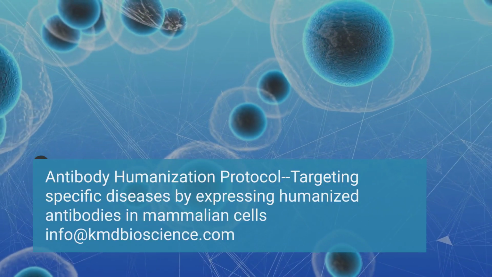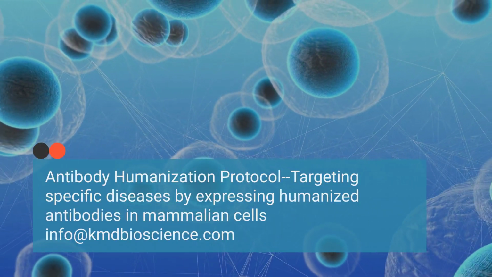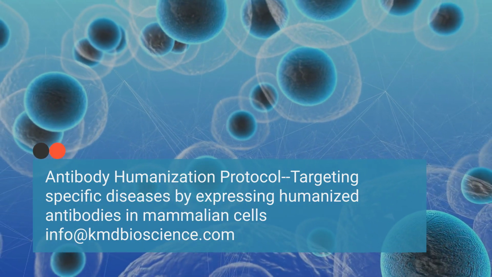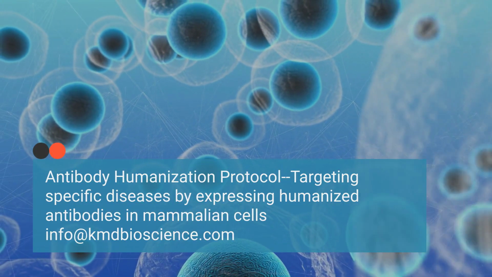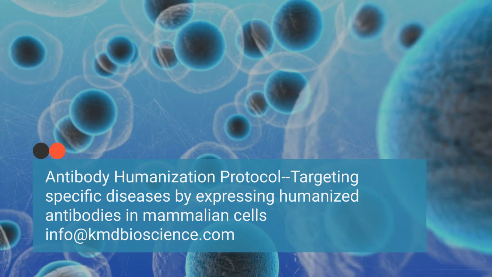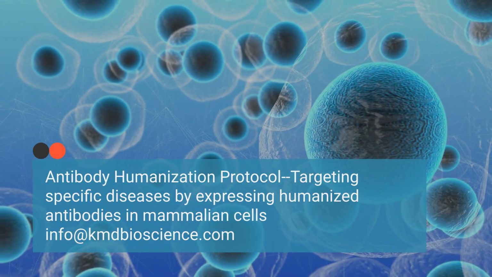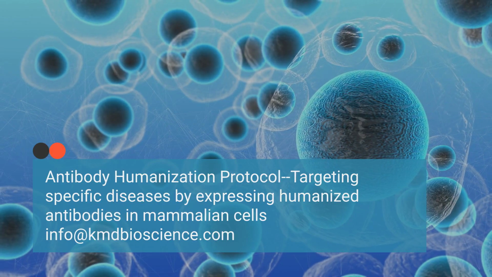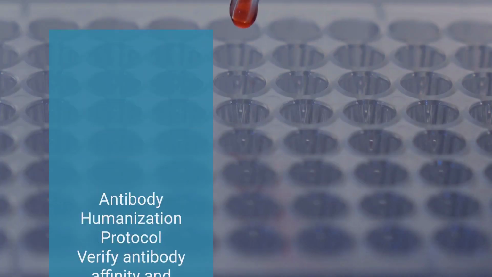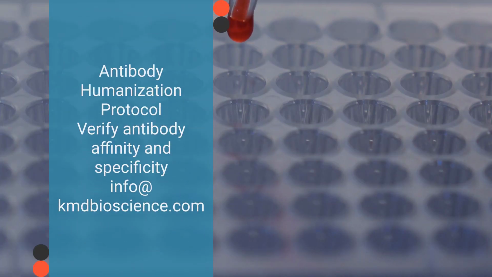Synthesis and expression of humanized antibody. Produce the humanized antibody in a suitable host system. Transfect mammalian cells, e.g., CHO cells, with the expression vector containing the humanized antibody genes, followed by culturing and purification of the antibody.